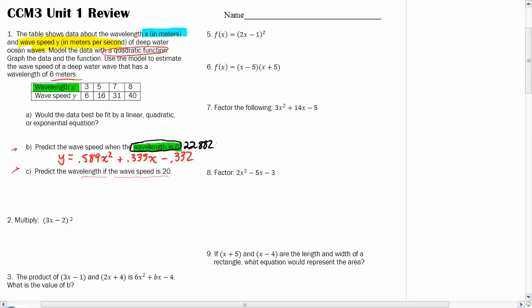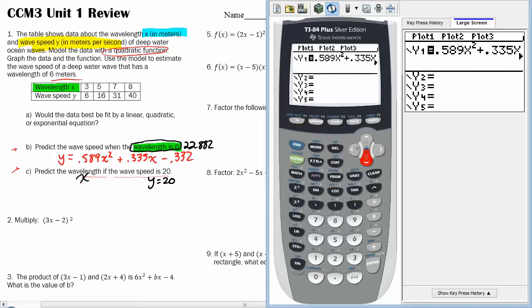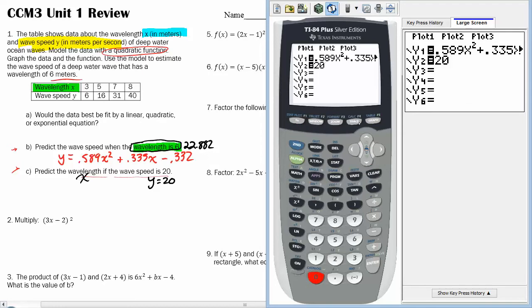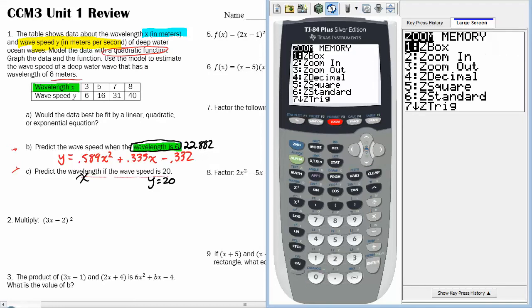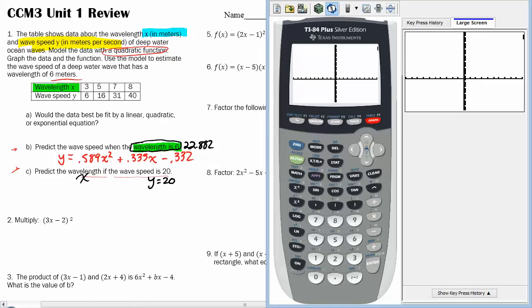Okay, well, how about the next one? Predict the wavelength. So predict x when y is 20. This is going to be a little bit harder. Okay, in order to do this one thing that we can do is graph it. Okay, so when y is 20, you can type that into your y2. What's this going to be? Well, we need to probably change our window a little bit to make sure that it goes up high enough. We just said that y is 20, so let's change our y max to be 30. Y min is negative 20. And let's see if we can see on the graph where these cross each other.